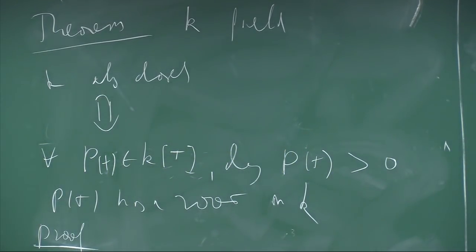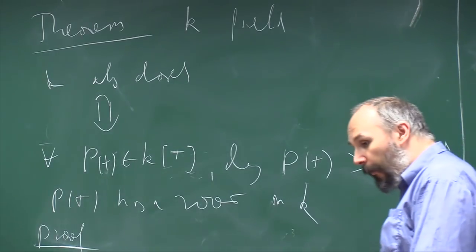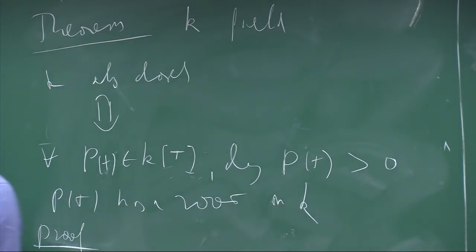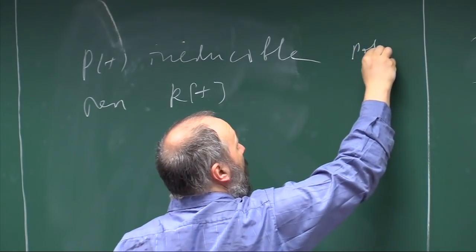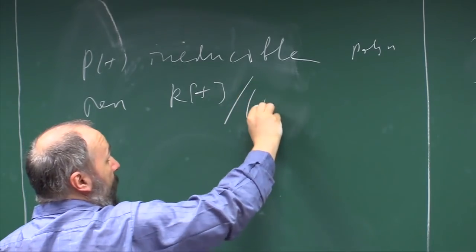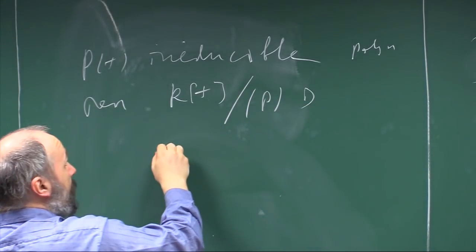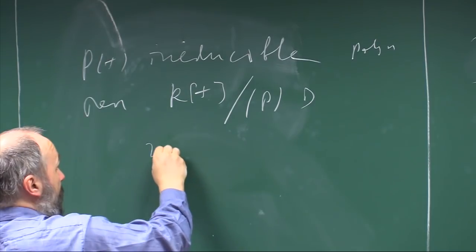Okay, the idea is that there's a procedure allowing you to construct an extension from a polynomial. So suppose that P(T) is irreducible. Then K[T] quotient by P is without zero divisors.